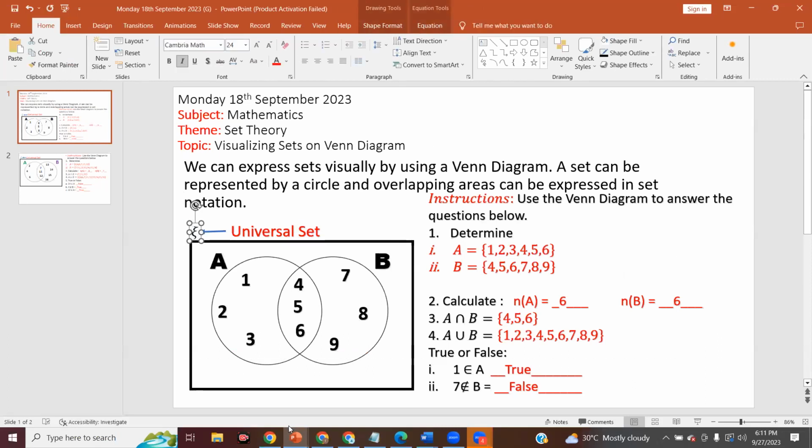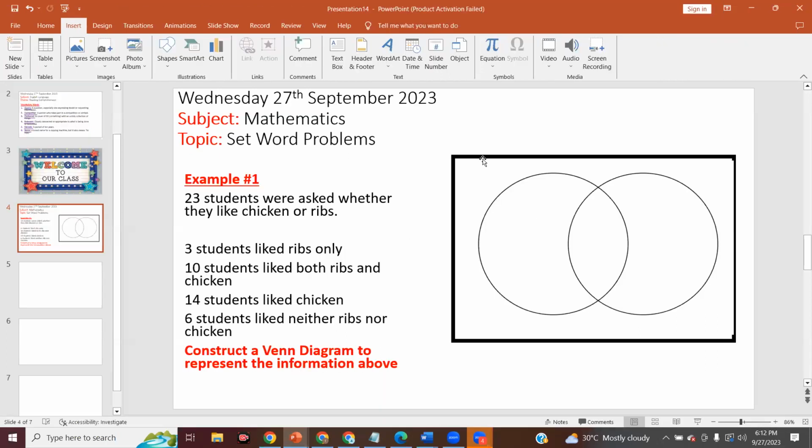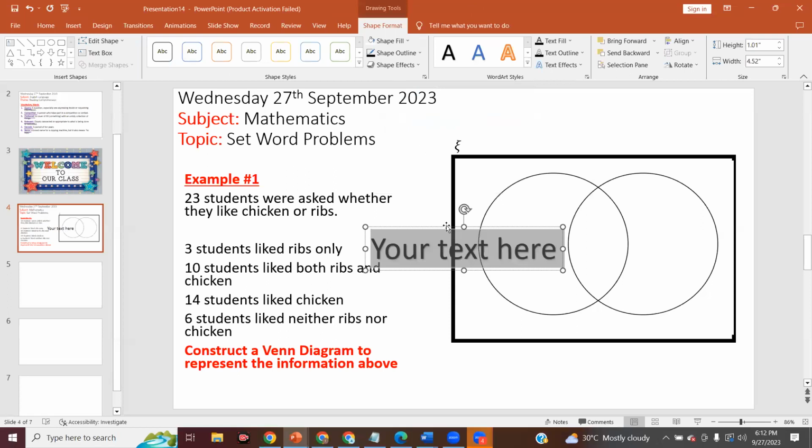Now, for this question, how many persons are in the universal set? 23. Why you say 23? Because you said 23 students were asked whether they like chicken or ribs. Very good. So we have 23 students in the universal set.